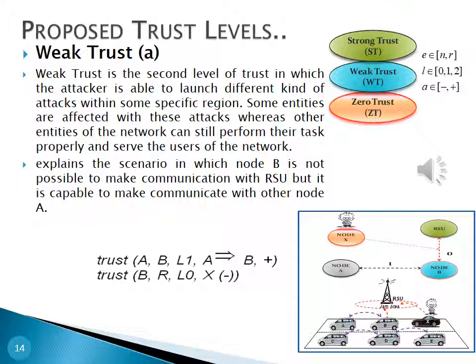Proposed trust levels. Weak trust, A. Weak trust is the second level of trust, in which the attacker is able to launch different kinds of attacks within some specific region. Some entities are affected by these attacks, whereas other entities of the network can still perform their tasks properly and serve the users of the network. This explains the scenario in which Node B is not able to communicate with RSU, but is capable of communicating with other Node A.